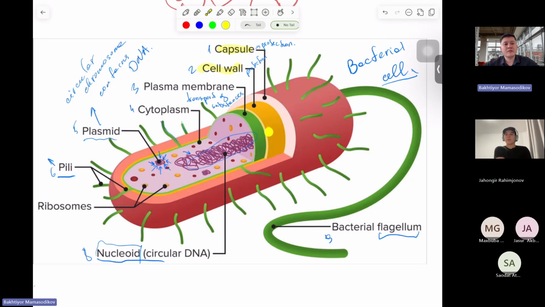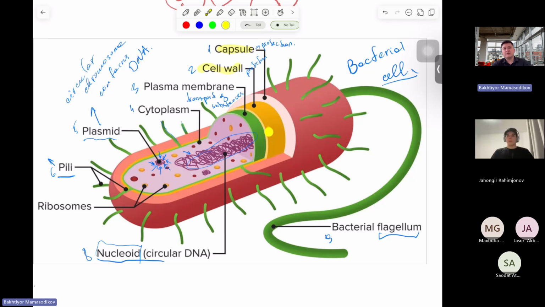Cell wall of a bacteria. What was the name of the cell wall of bacteria? Peptidoglycan. Good job. Peptidoglycan, of course, okay? So the cell wall is made of peptidoglycan. It's like a skeleton, okay?